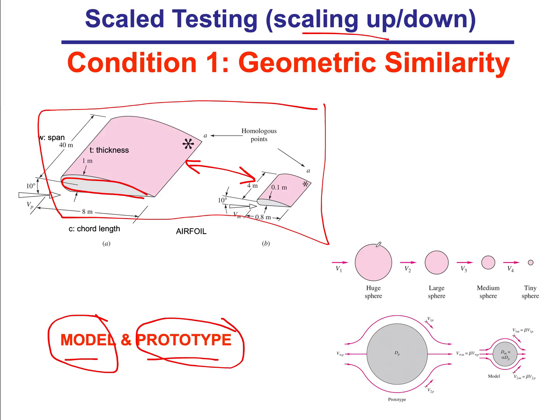And here you see we have three models of a prototype, and we need to have geometric similarity as an existing condition for us to be able to extrapolate our results.